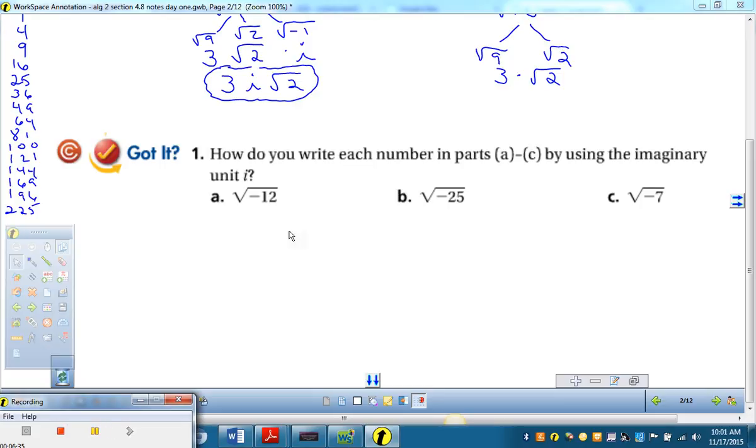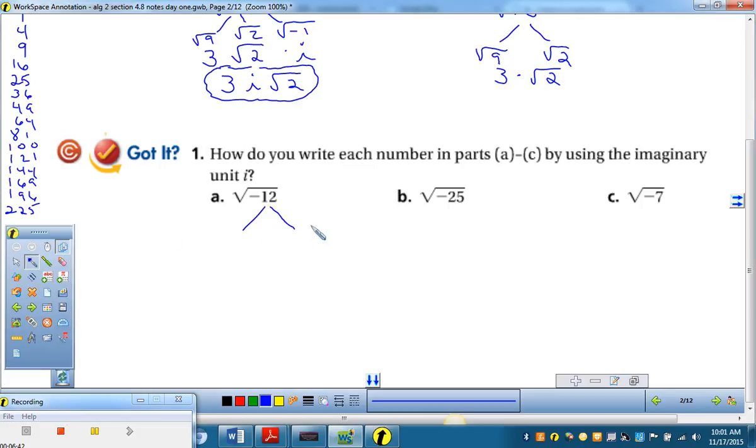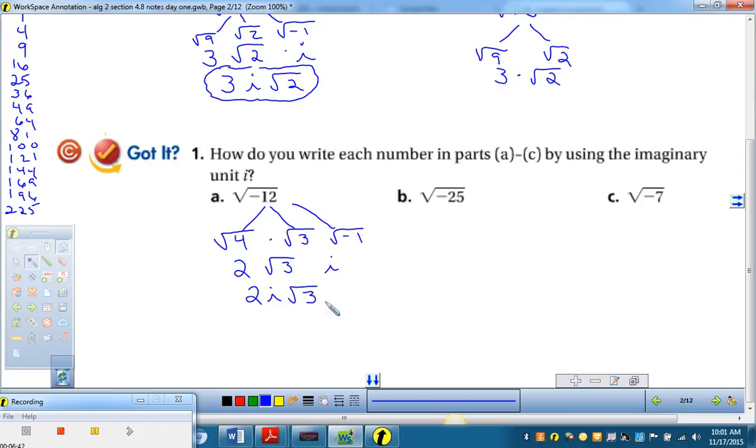The key thing to remember when you are factoring these is that we want to factor out the biggest factor that is a perfect square. So, what is the biggest factor of 12 that is a perfect square? Right, so let's remember it is the square root of 4 times the square root of 3 times the square root of negative 1. Square root of 4 is 2. Root 3 we can't simplify any further, and the square root of negative 1 is i. So our answer is 2i root 3.